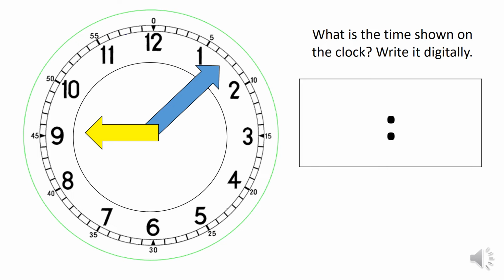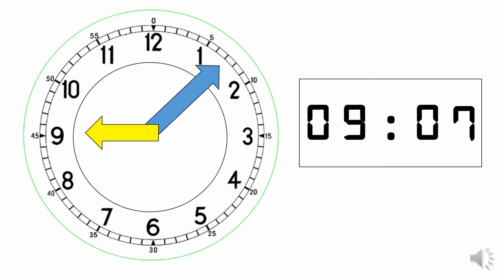Try this one for me. What's the time shown on the clock? Write it down digitally. Can you do it to the nearest minute? Take a pause in the video. The hour hand is facing towards the 9, and the minute hand is facing towards the 7. You count on 2 little notches after the 5, you get to 7. Therefore it's 9:07.